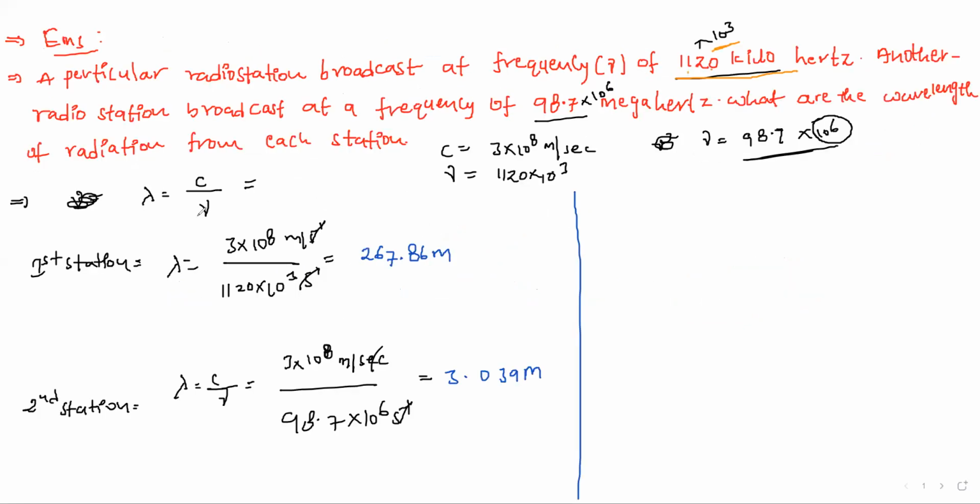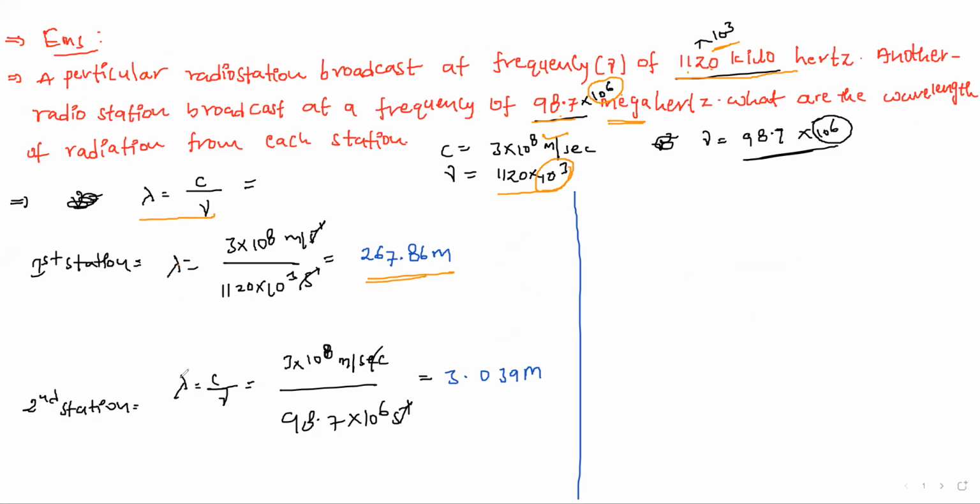Another broadcast frequency is 98 megahertz. We multiply with this. What is the wavelength of each station? Lambda equals c by nu, and we already know the speed of light, 3 into 10 to the power of 8. For the first station it is 1120 into 10 to the power of 3, because this is kilohertz. After simplification we will get this.